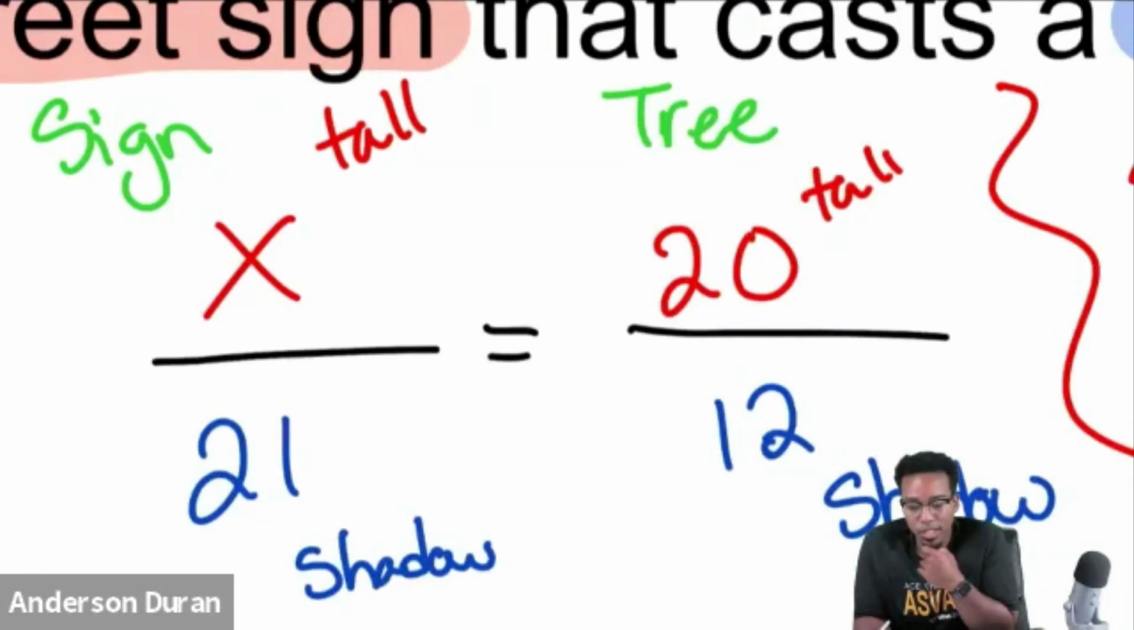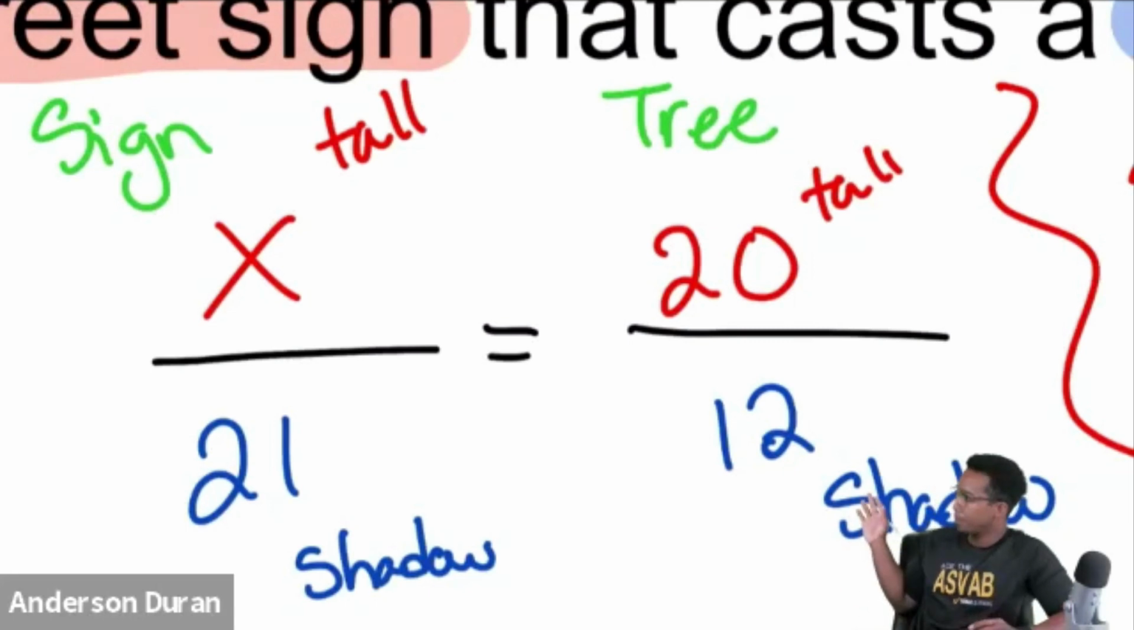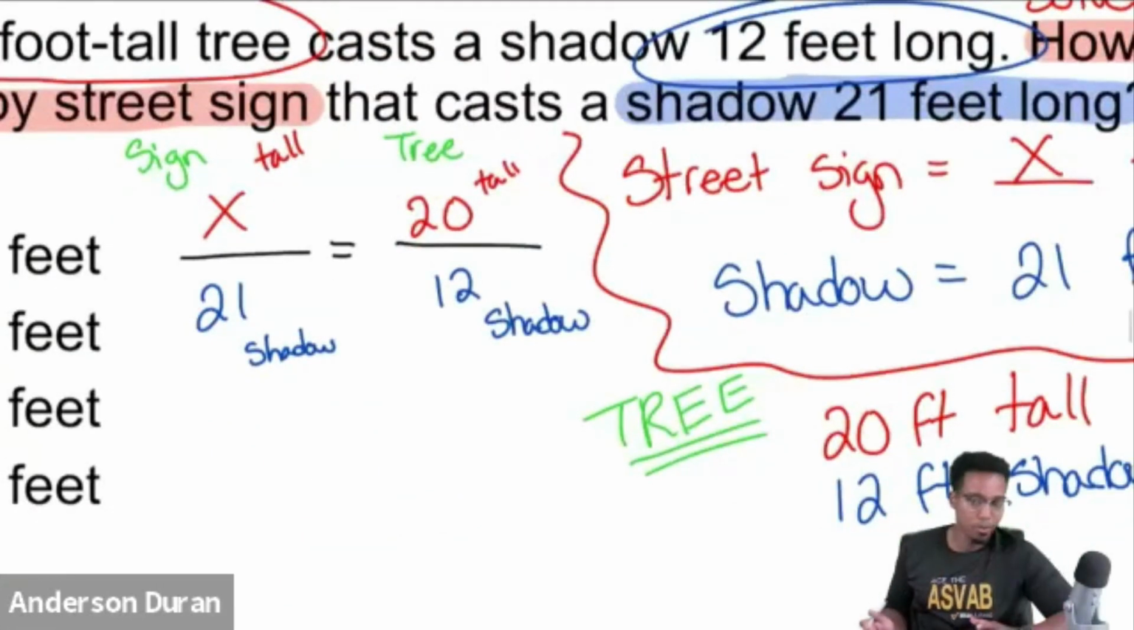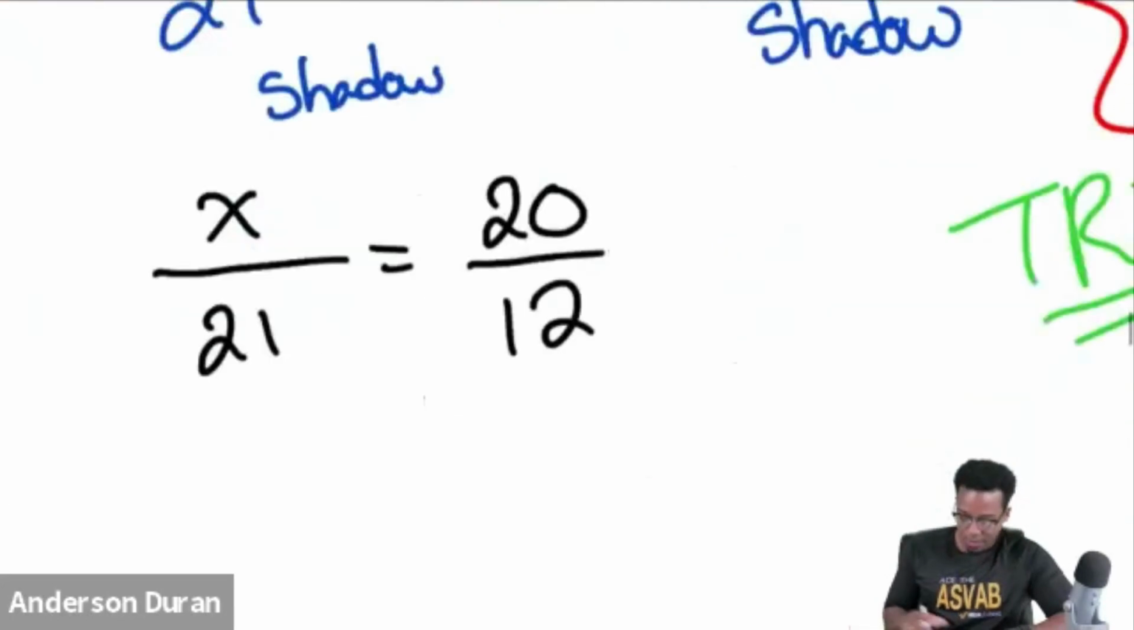Perfect. All right. So with that setup, hey, no worries, Maya. If you set it up differently, I'm going to show you a couple different ways that you could have set it up to get the same exact answer. I got you. But now that we're here, we're good. We can solve this. Let me just throw this here in black. x over 21 equals 20 over 12. So we have the setup.